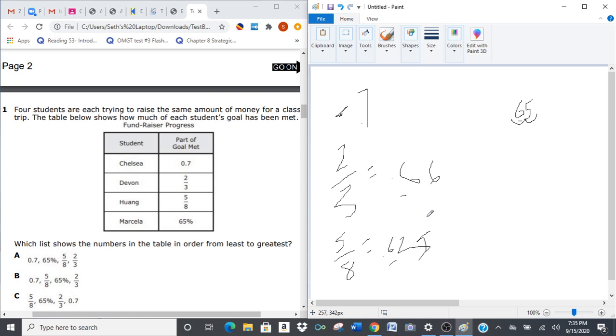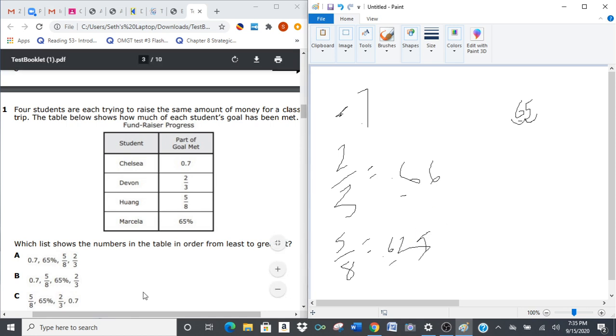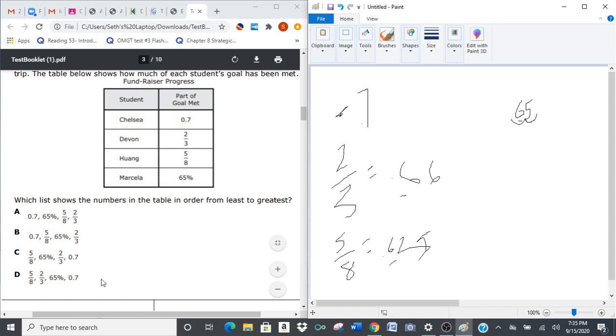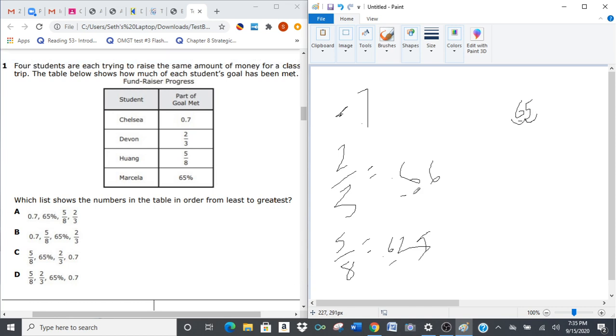So then you go for the second number. So this one's a 2, this one's a 6, and this one's a 5. So your 2 would be the lowest number, which would be 5/8. So that goes ahead and cancels out A and B. Then your next one would be 0.65, which would be C.